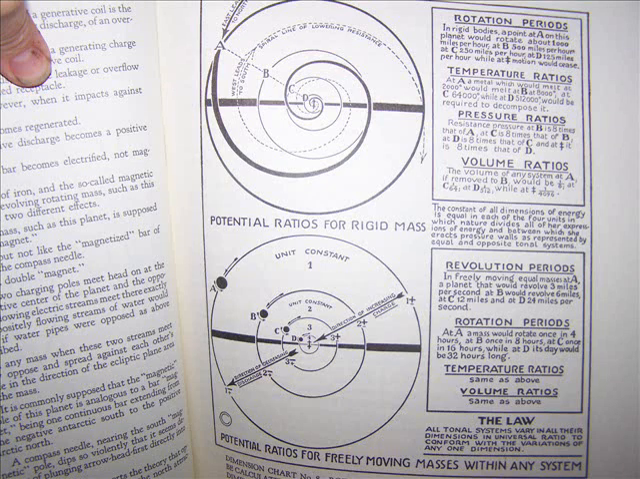The bar of iron and the so-called magnetic poles of a revolving, rotating mass, such as this planet, are two different effects. Every mass, such as this planet, is supposed to be a magnet.